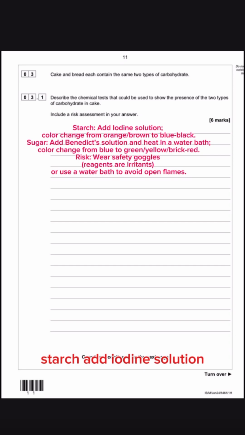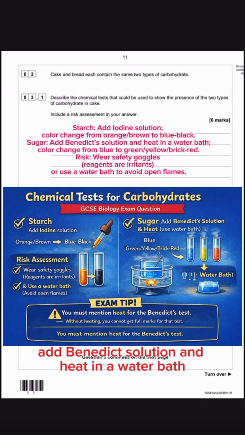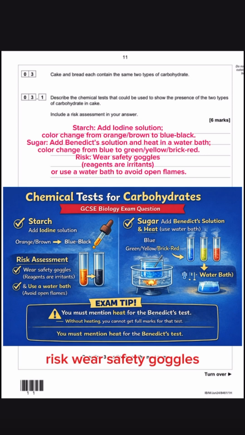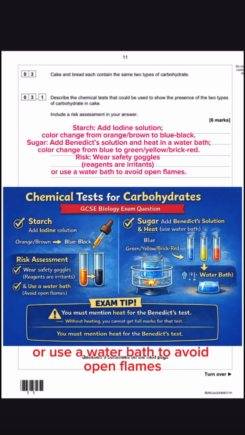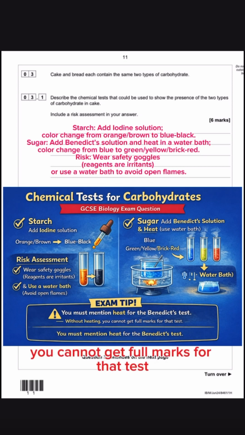Moving forward to the next question on this slide. Question 3 deals with the food tests. Another command word question is 3.1, which asks you to describe the chemical tests for carbohydrates and a risk assessment. Starch, add iodine solution. Color change from orange-brown to blue-black. Sugar, add Benedict's solution and heat in a water bath. Color change from blue to green, yellow, brick red. Risk, wear safety goggles. Reagents are irritants, or use a water bath to avoid open flames. Exam tip, you must mention heat for the Benedict's test. Without mentioning a water bath or heating, you cannot get full marks for that test.